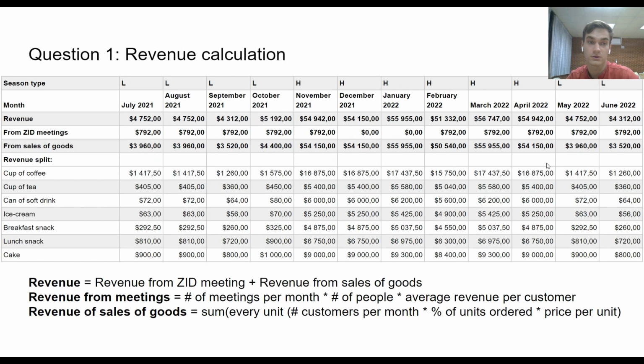But let's split the calculations. Firstly, revenue. It consists of revenue from ZIT meetings and revenue from sales of goods. In general, we'll calculate the small parts. For instance, revenue from meetings depends on meetings per month, number of people, and average revenue per customer, while the revenue of sales of goods depends on every unit's number of customers multiplied by the share of people consuming this product and the price per unit.